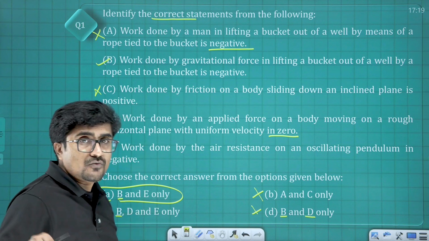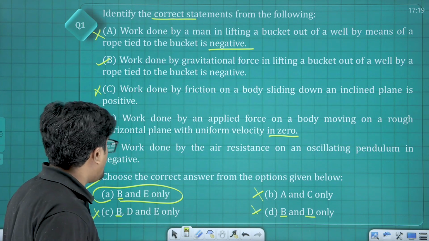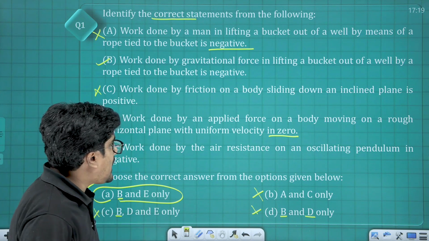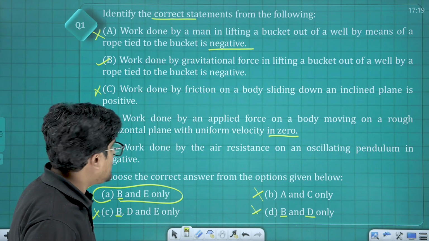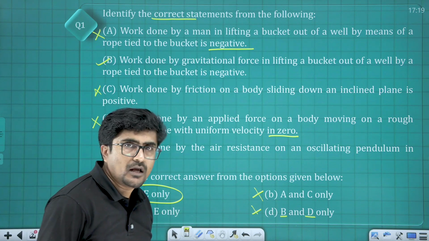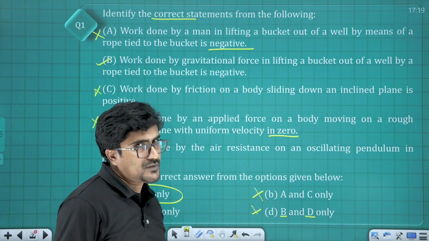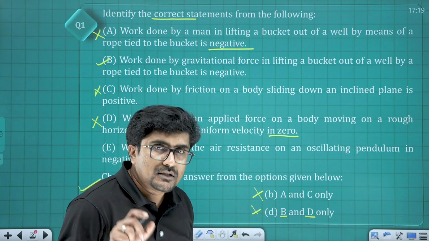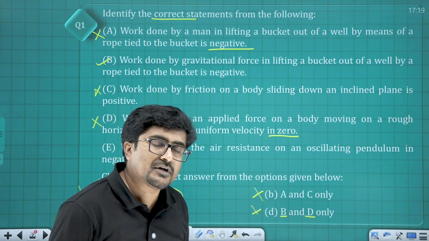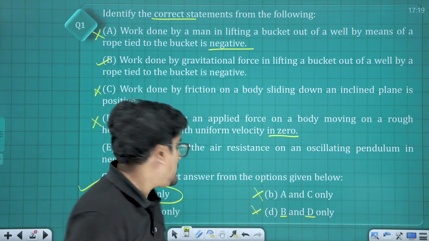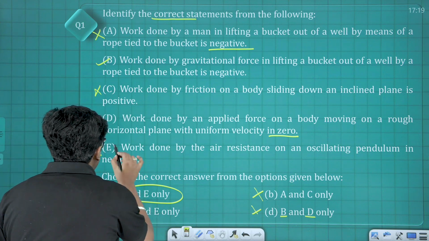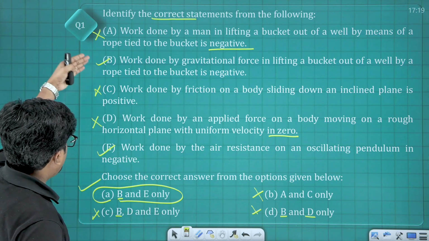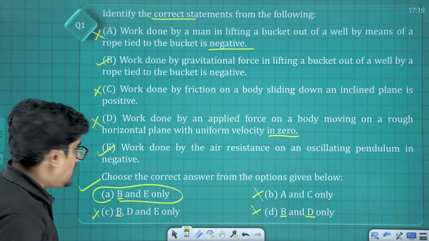Let's check the correctness of statement number 5 also. Statement number 5 says, work done by air resistance on an oscillating pendulum is negative. Air resistance always opposes the motion, so the work done by the air resistance definitely is going to be negative only. So statement number E is correct. So you can check only B and E are going to be the correct options.